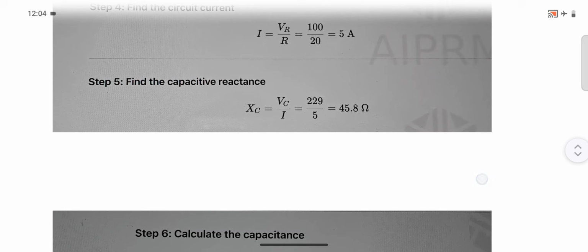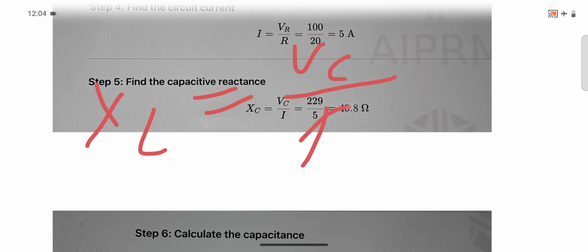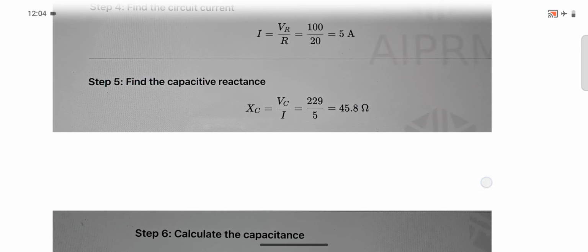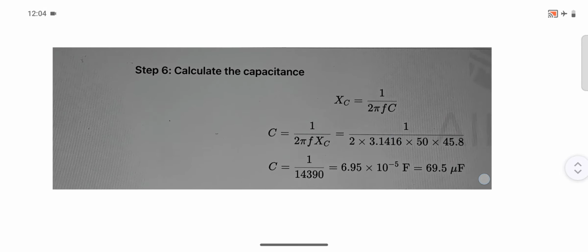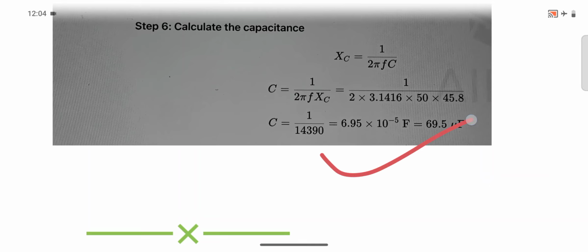Next, capacitive reactance. So potential difference across capacitance divided by current. 229 divided by 5, we will get the answer for capacitive reactance. Next, calculate the capacitance. Formula for capacitance we know Xc is equal to 1 divided by 2 pi f c. Okay. Main formula is 1 by omega c and omega is replaced by 2 pi frequency. So it will give the capacitance value.